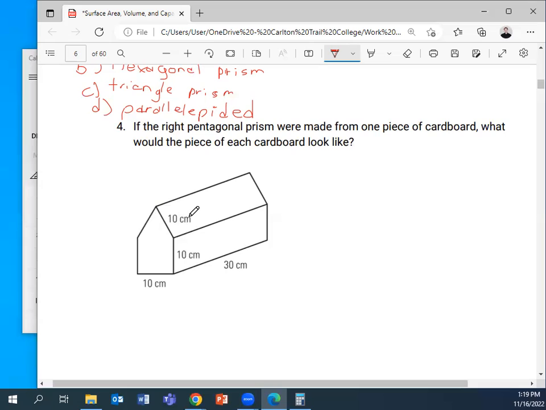And so for number 4, that's what it's asking us to do. It's asking us, if you had a box like this, what would it look like if we got rid of all the tape and all the glue and just laid it flat. So it makes sense what we're trying to do. Where it gets hard for people is now we need to start thinking abstractly.